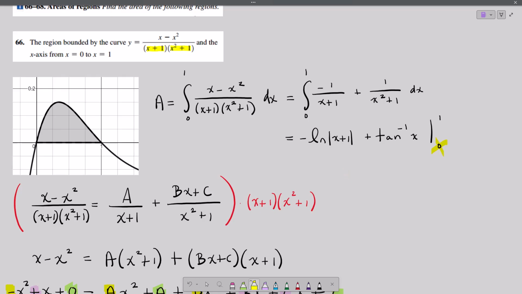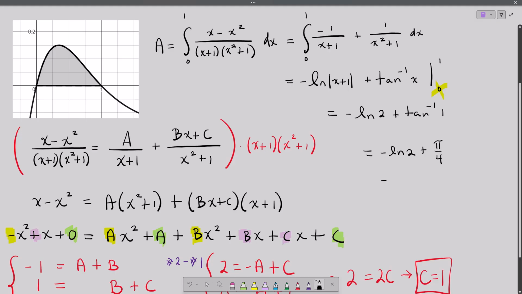That upper limit of integration is going to give us minus the natural log of 2 plus the inverse tangent of 1. And what is inverse tangent of 1? Pi over 4. Inverse tangent of 1 is the angle on the right side of the unit circle. Angle on the right with a tangent value of 1. The angle on the right with a tangent value of 1 is at 45 degrees. We use radians in calculus, so that's pi divided by 4.